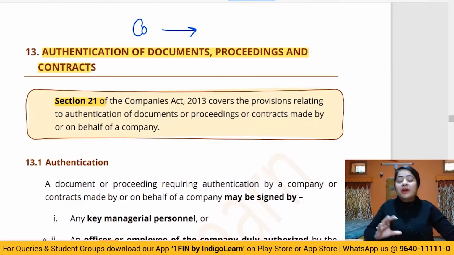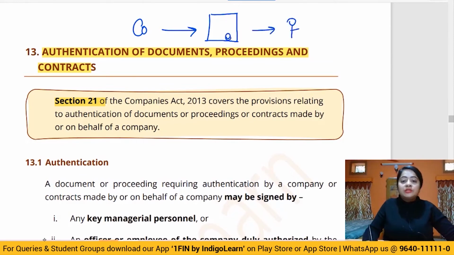So whenever the company has to enter into any transactions with outside parties, there must be some sort of agreement, some sort of contract, some sort of deeds, documents that must be executed between the company and the third party. Right now, who is going to sign on these deeds, documents, and contracts on behalf of the company? With respect to that, we have section number 21.